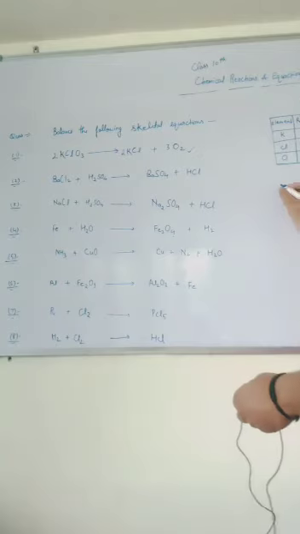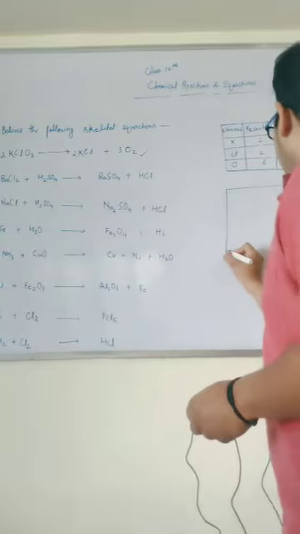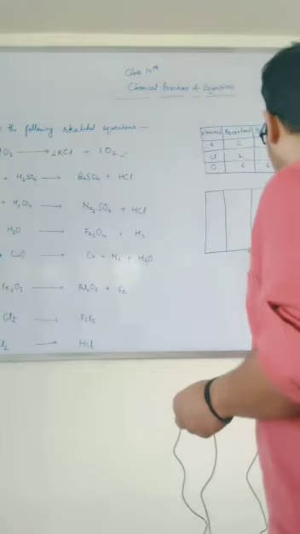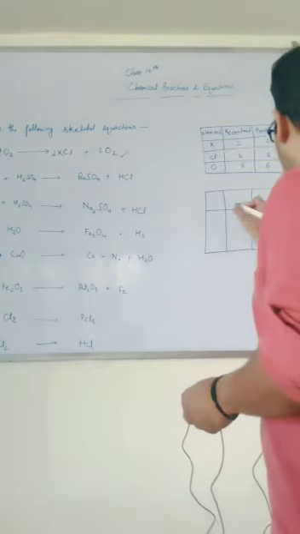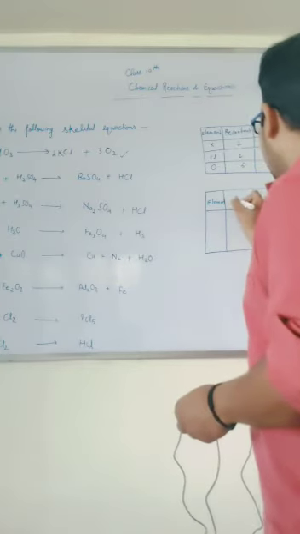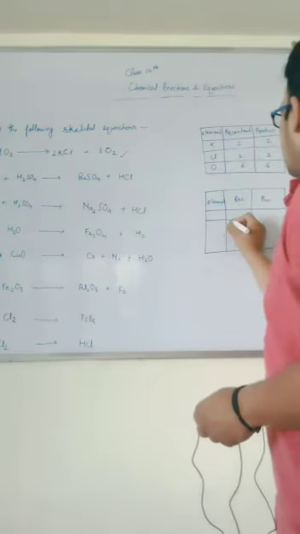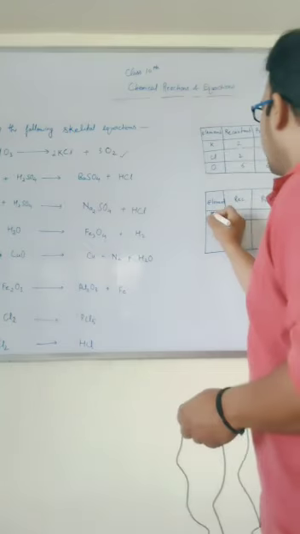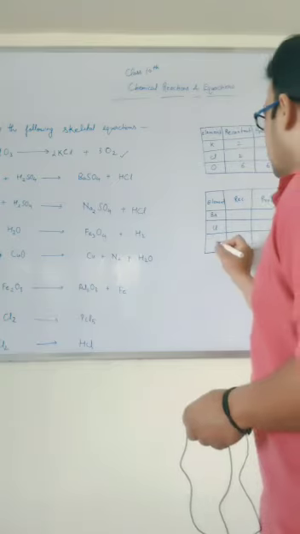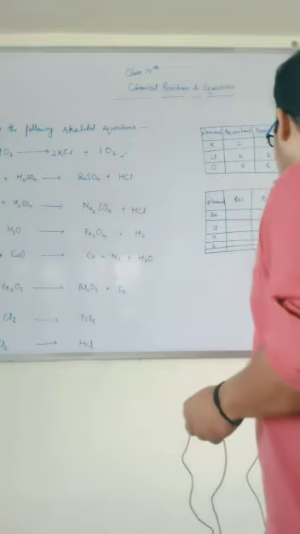Now we take the second equation. First we have to draw a table. Make 3 columns: element, reactant side, product side. The elements are barium, chlorine, hydrogen, sulfur and oxygen.